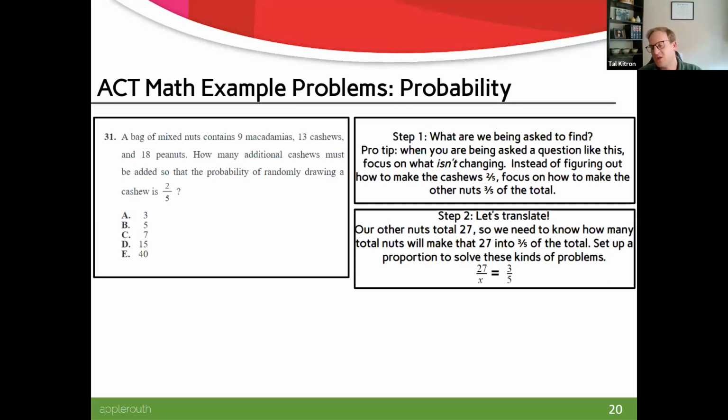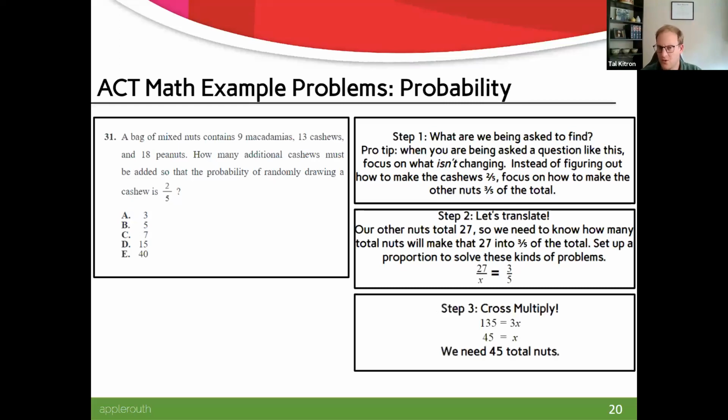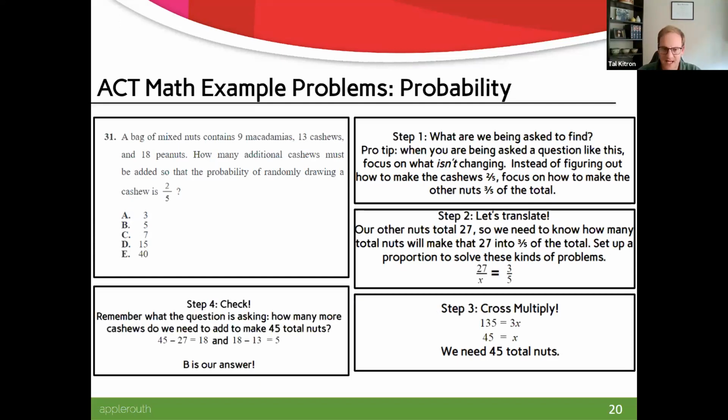And then when a fraction equals a fraction, we cross multiply. 135 equals 3x, divide both sides by 3, x is 45, and then just double check that's what we were solving for. It's not. They said we need to get 45 at the end, but we're supposed to figure out how many cashews to add. So we started with what? A total of 40. 45 minus 40 equals 5. B is our answer. Not the only way to solve that, but that's the most mathy way.